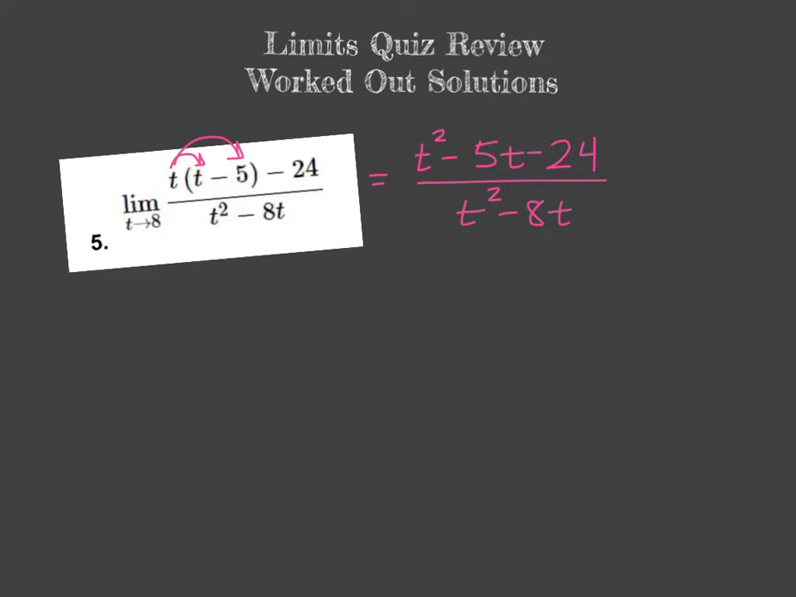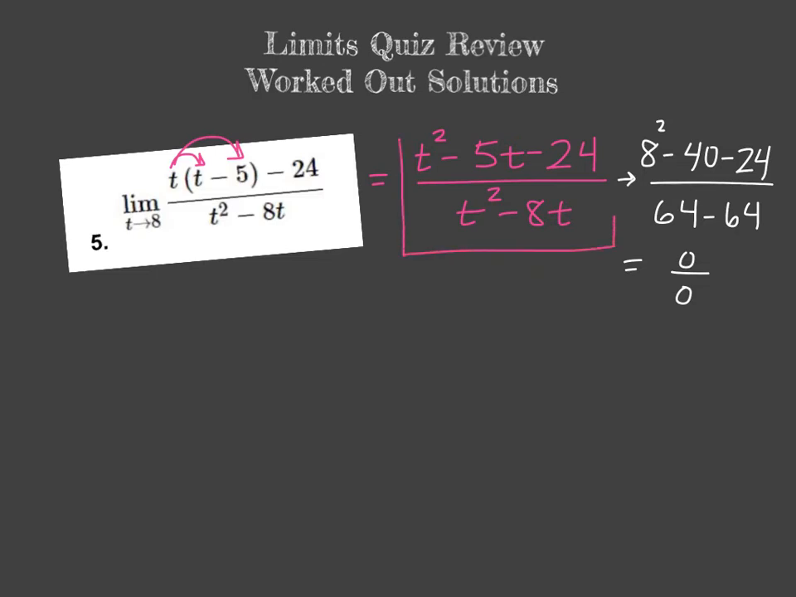to this. So when we plug in 8, we get 0 over 0, which again is indeterminate form. So we showed that we got 0 over 0. So what I'm going to do is take this and factor it. So we'll have the limit as t approaches 8, and then I can factor the numerator and the denominator.